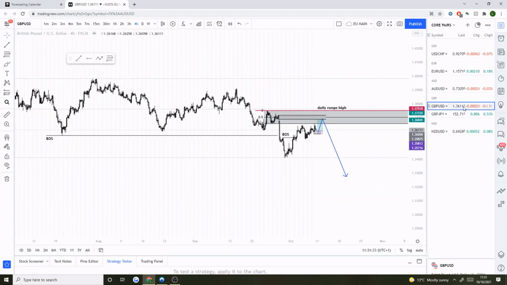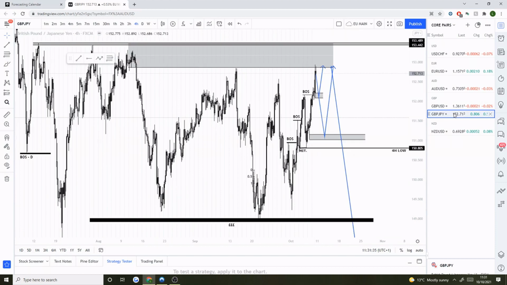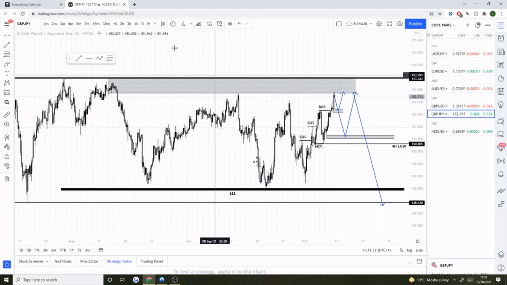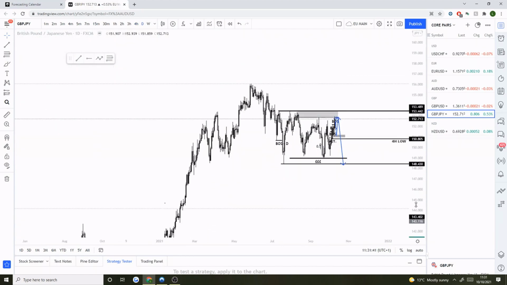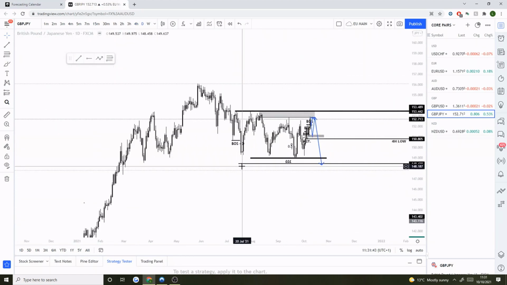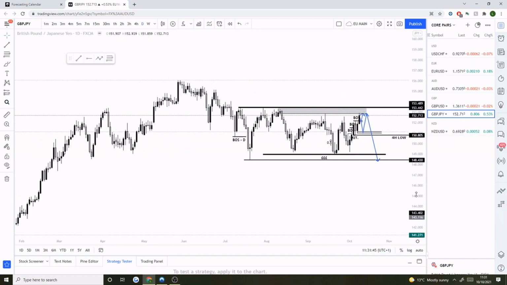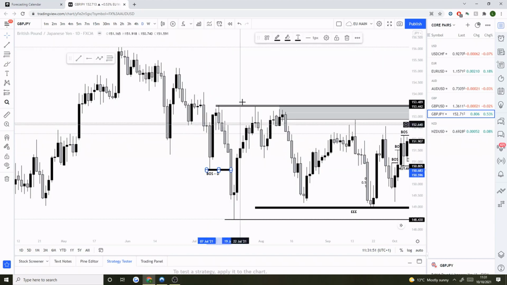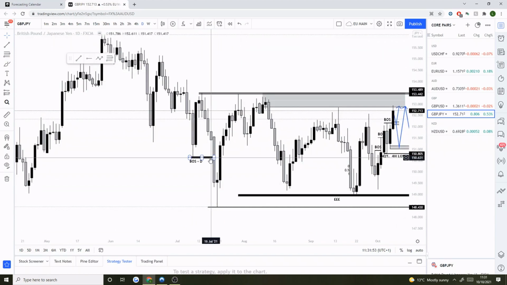Alright, so let's move on to GJ. So pound yen. This is a pretty interesting pair at the minute. We've been sat in this daily range now since the 20th of July. So the daily range is from here to here, and the reason why that's the daily range is because the break of structure broke this low, creating a new low, and that's the most recent high after that.